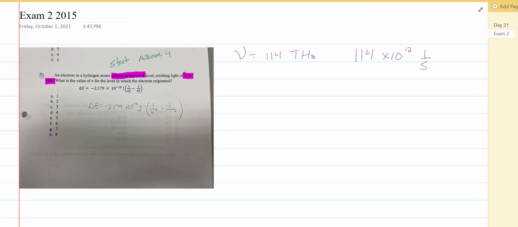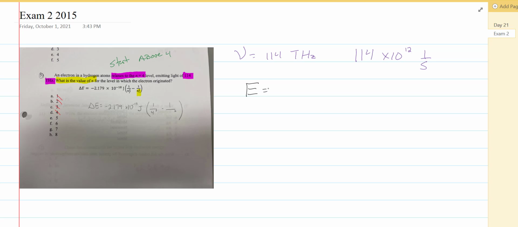The question asks for what is the value of n for the electron originating from? Well, we know it's not going to be 1, 2, 3, or 4. So it can only be 5, 6, or 7. The easiest way to do it, unless you're confident in algebra and you can just really quickly do this, I would recommend to figure out the energy of this electron, or this photon.